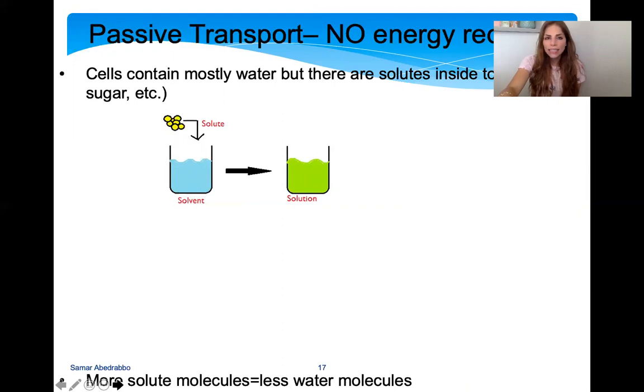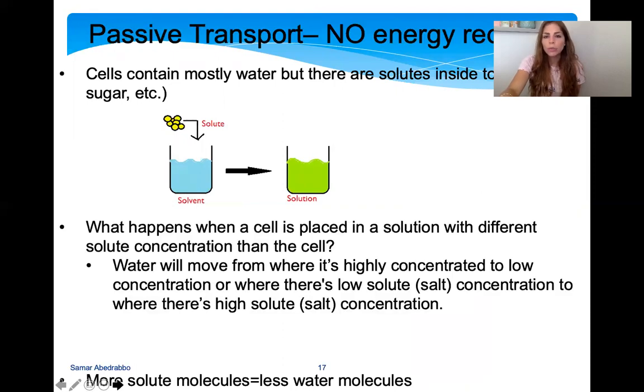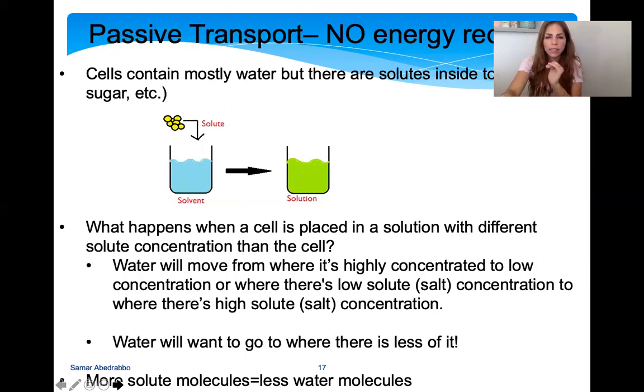So cells contain mostly water, but there are solutes inside. When you place a cell in a solution, water will always move where there's more salts. So if there's more salts inside the cell, water will move in the cell. If there's more salts outside the cell, water will leave the cells.